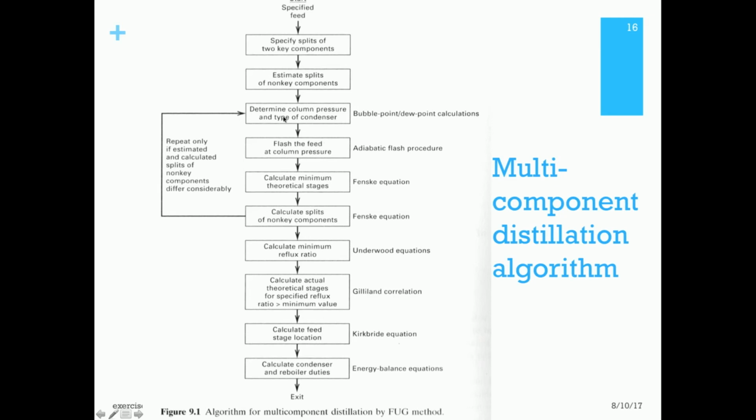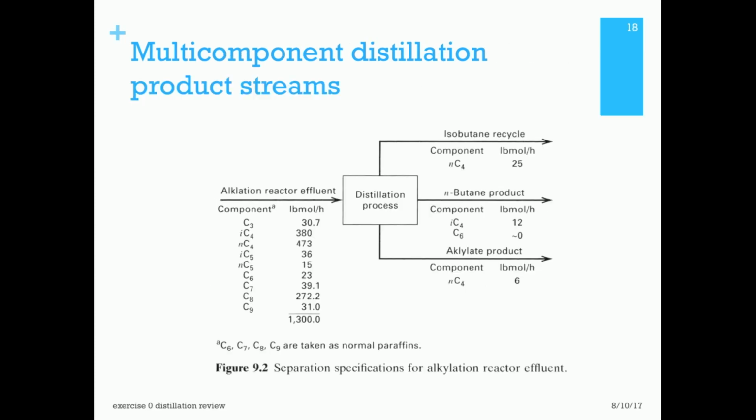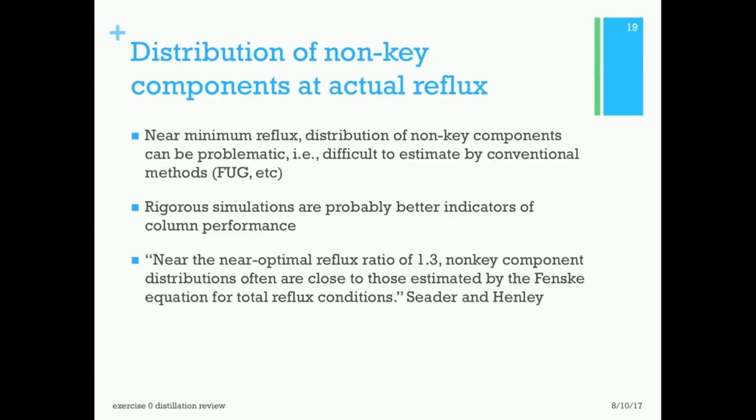Once we have this balance going, then we can calculate the minimum reflux ratio using Underwood, calculate theoretical stages using Gilliland, estimate the feed location, and then calculate the condenser and reboiler duties. So this is a multi-component way to estimate the column, but it's best used with ideal liquids. If you have non-ideal liquids, this will not work particularly well. And here's some examples for this particular case.